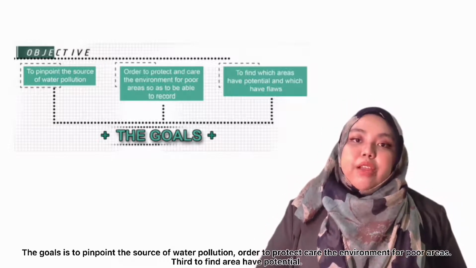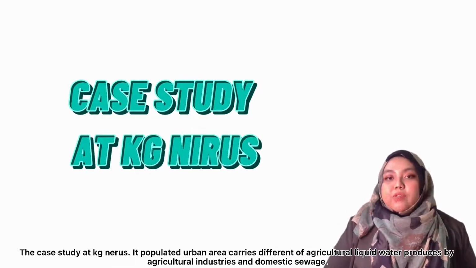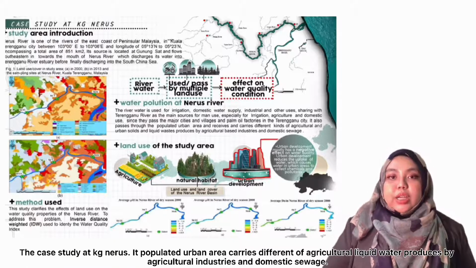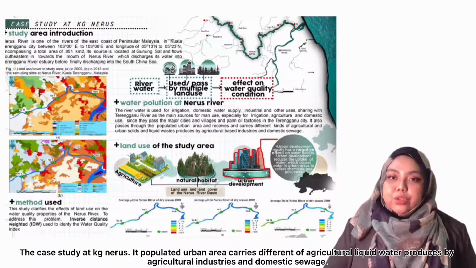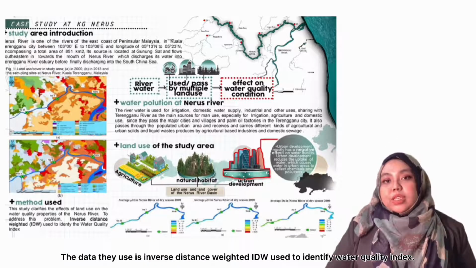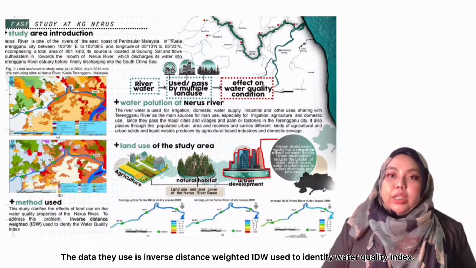Third, to find areas that have potential. The case study at Kampung Nirus is a polluted urban area carrying different agricultural liquid waste produced by the agriculture industry and domestic sewage. The data that they use is inverse distance weighted, IDW, used to identify the water quality index.